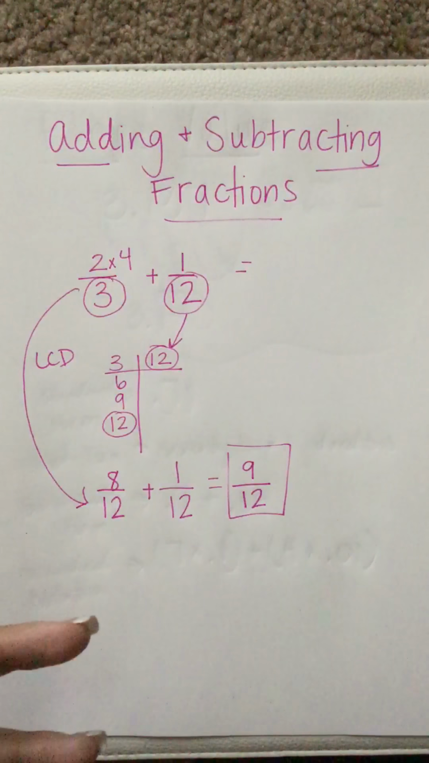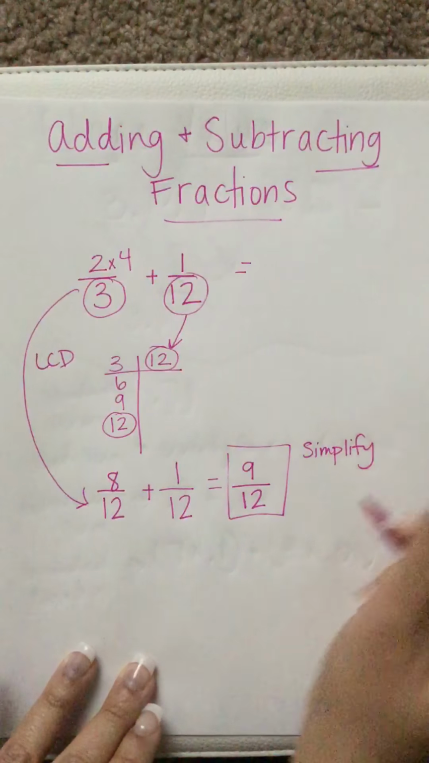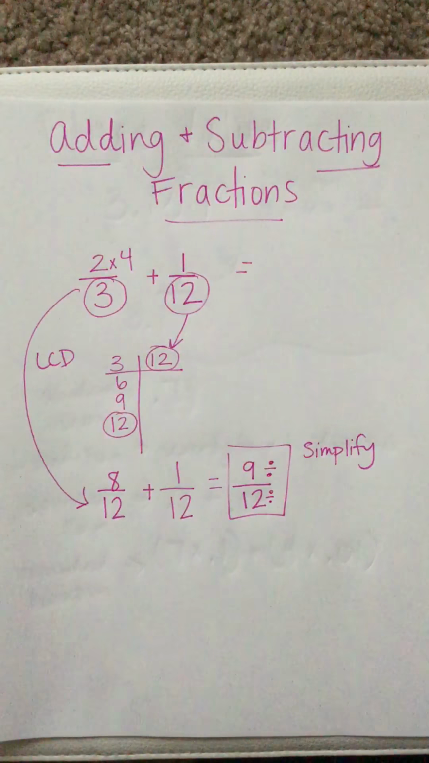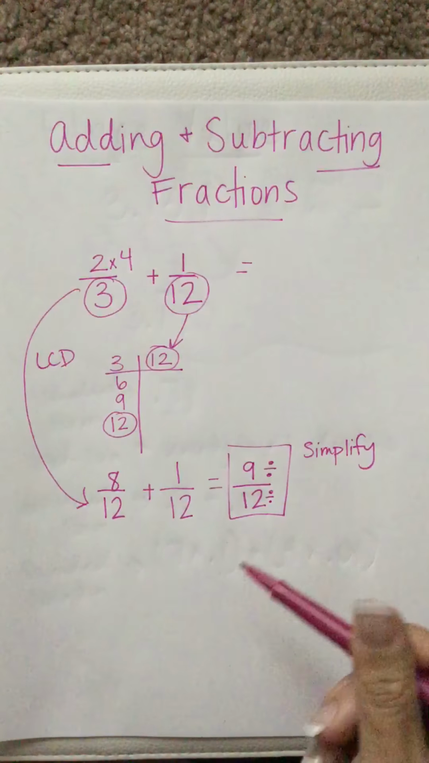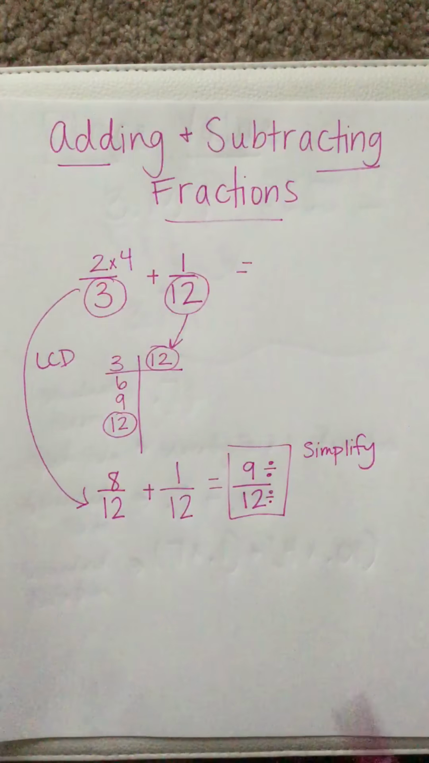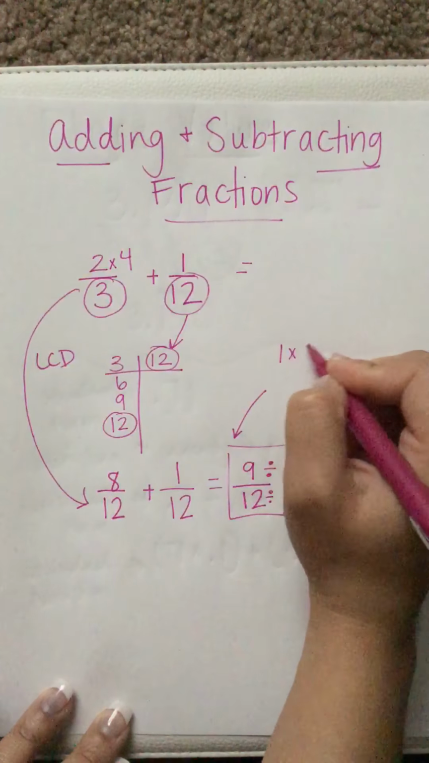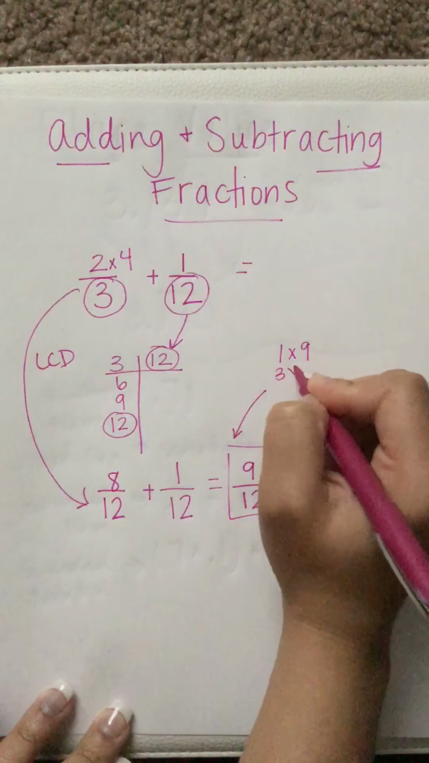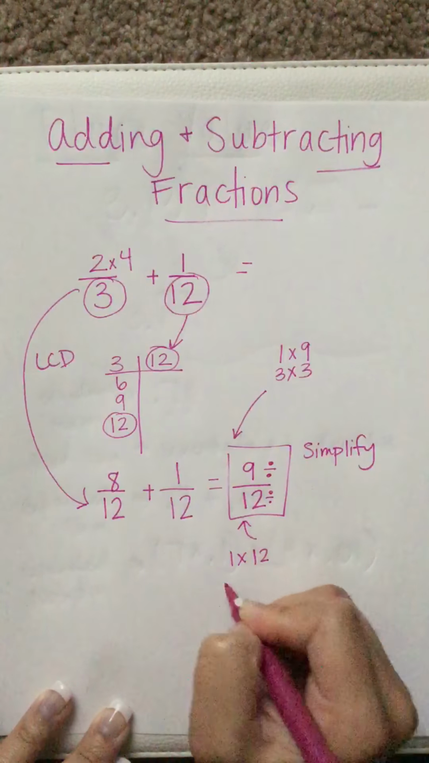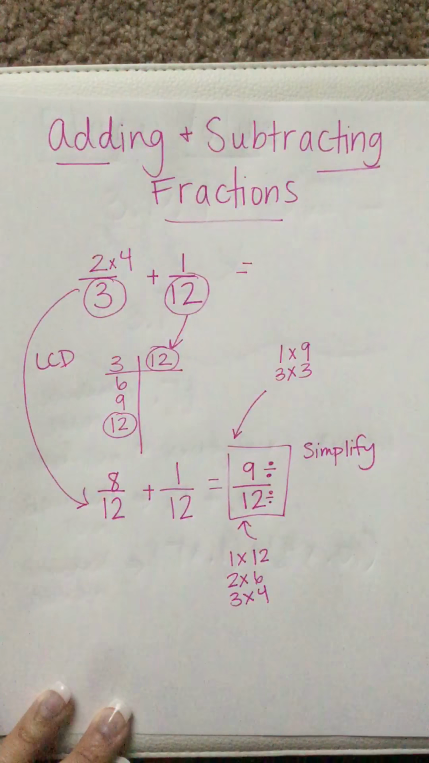But if you can simplify, meaning what can you divide both your numerator and denominator by to make it smaller, go ahead and do that. I know that 9 and 12 share the same factor. And remember, factors are what you multiply to get that number. So I know I can do 1 times 9 to get 9. I can do 3 times 3. To get 12, we can do 1 times 12, 2 times 6, and 3 times 4.